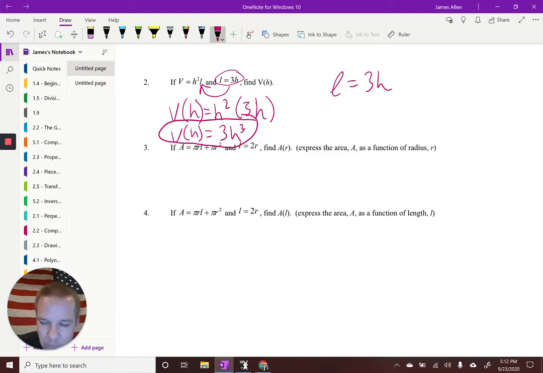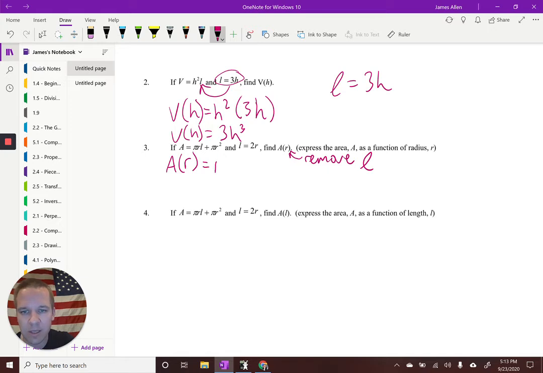So the next one here, if A equals pi r L plus pi r squared, and L is equal to 2r, or whatever dimension that is, 2 times r, probably the radius. Find the area as a function of the radius, A of r. All right. So let's think about this for a sec. So I have A of r, and since it says A of r here, that means we want to remove the L, because we want it as a function of r.